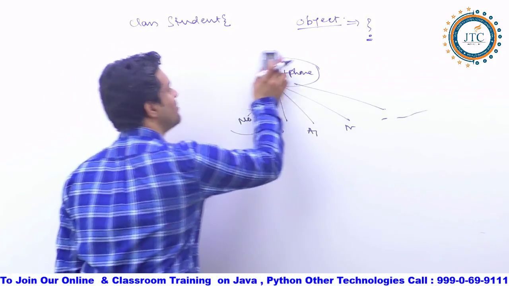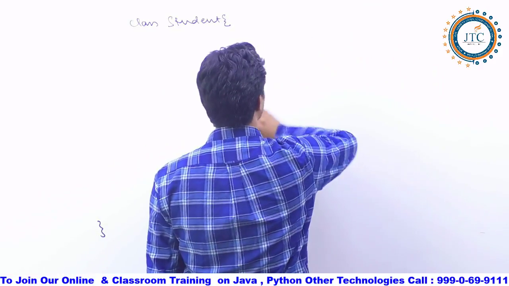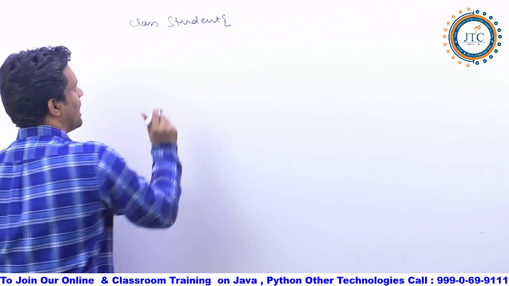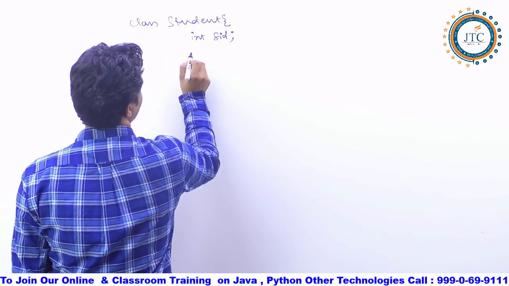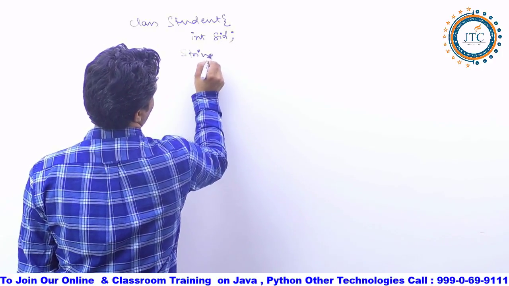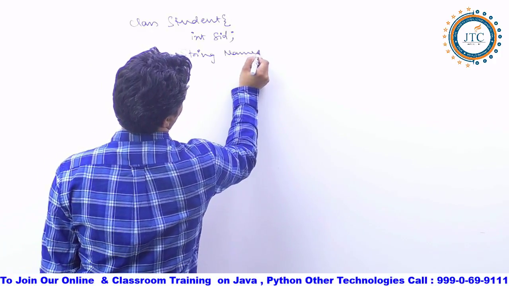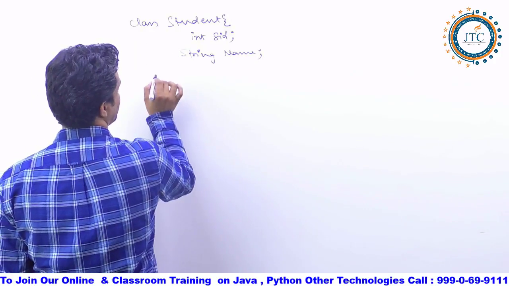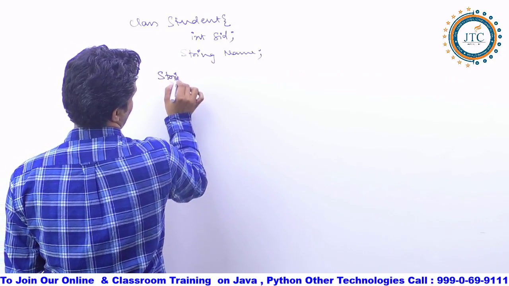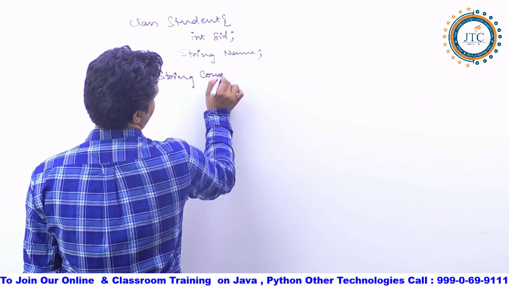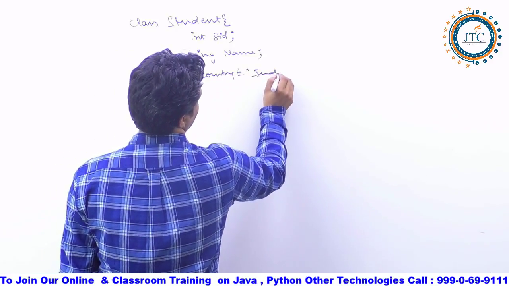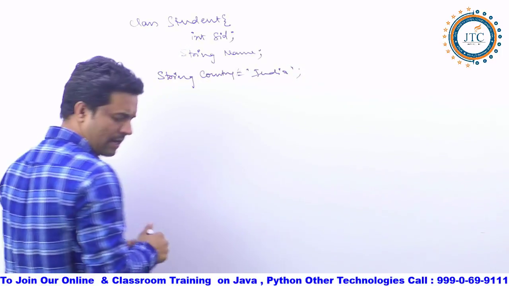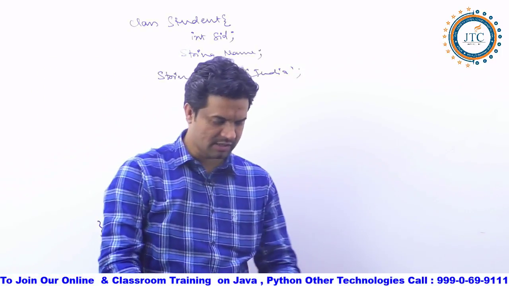In a similar way, here, if I write int SID, string name, and string country, country is equal to, suppose, India. In this form, you have written something like that.